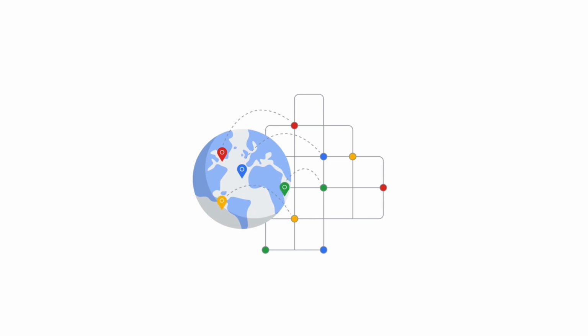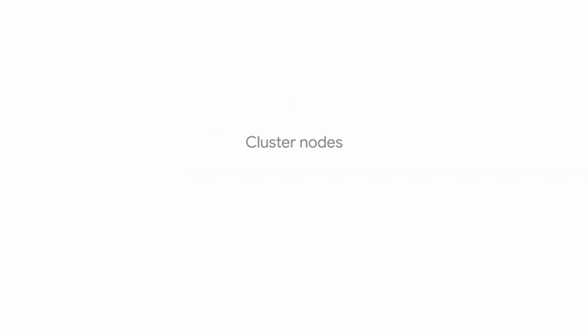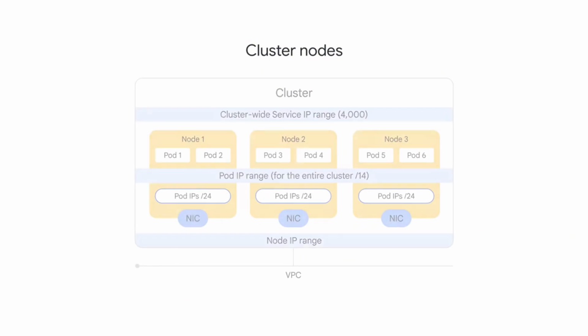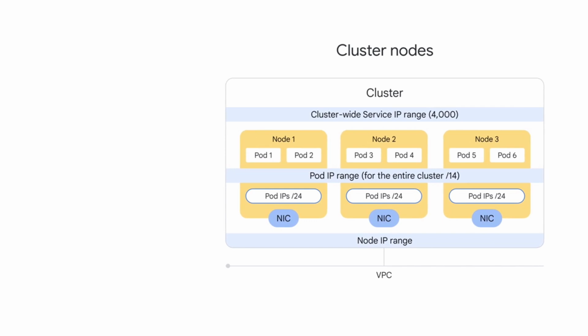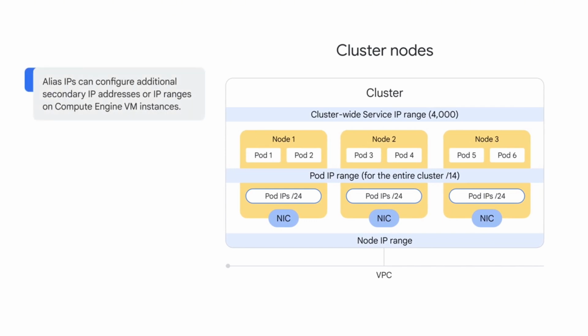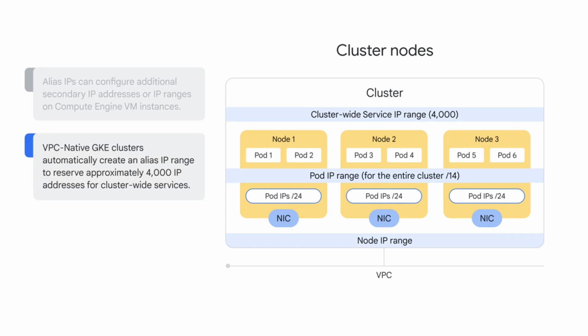By default, a VPC has an IP subnet pre-allocated for each Google Cloud region in the world. The IP addresses in this subnet are then allocated to the compute instances that you deploy in the region. Then there are GKE cluster nodes, which are compute instances that GKE customizes and manages for you. These machines are assigned IP addresses from the VPC subnet that they reside in. Google Cloud offers something called an alias IP, which can configure additional secondary IP addresses or IP ranges on Compute Engine VM instances. VPC native GKE clusters automatically create an alias IP range to reserve approximately 4,000 IP addresses for cluster-wide services that you might want to create later.